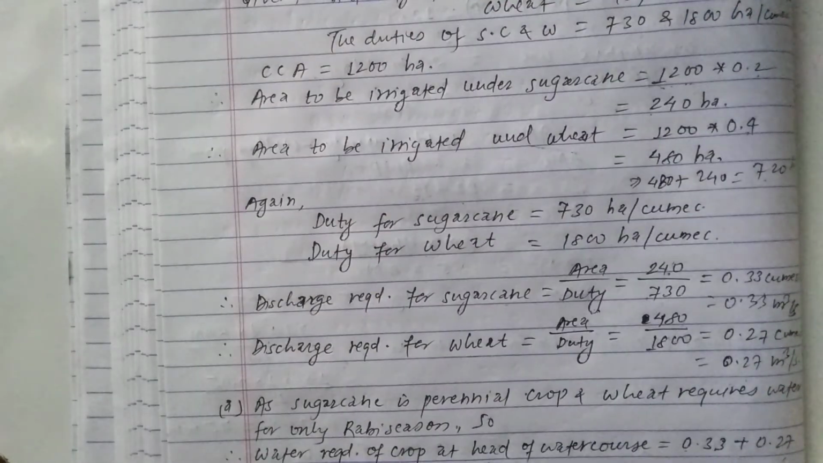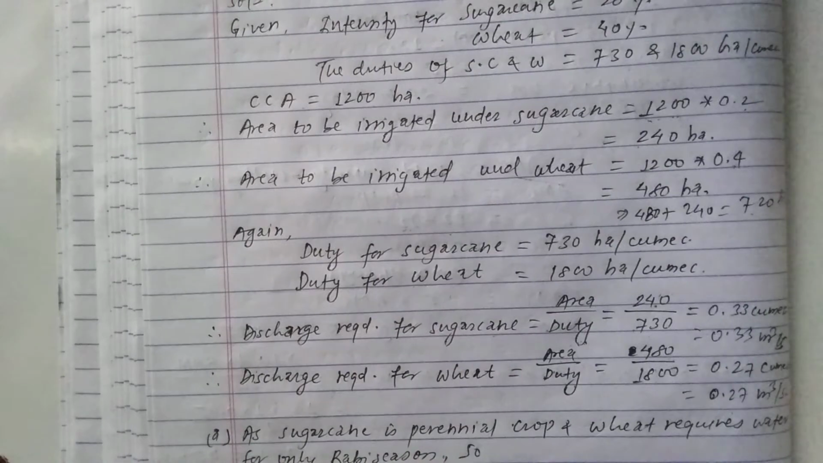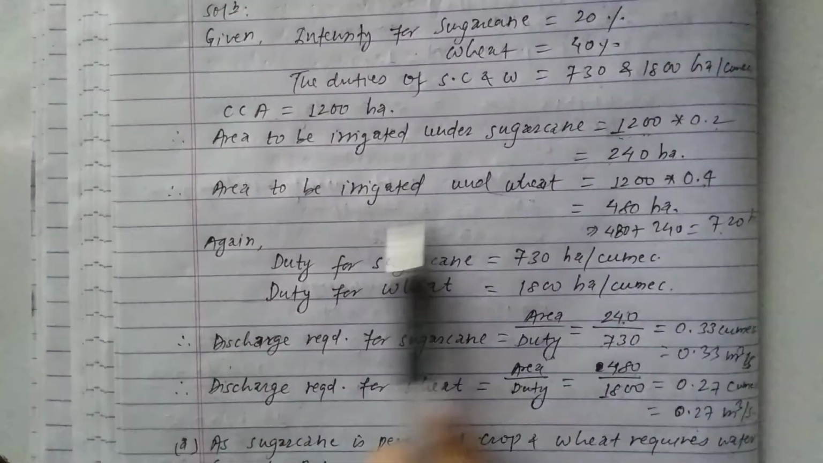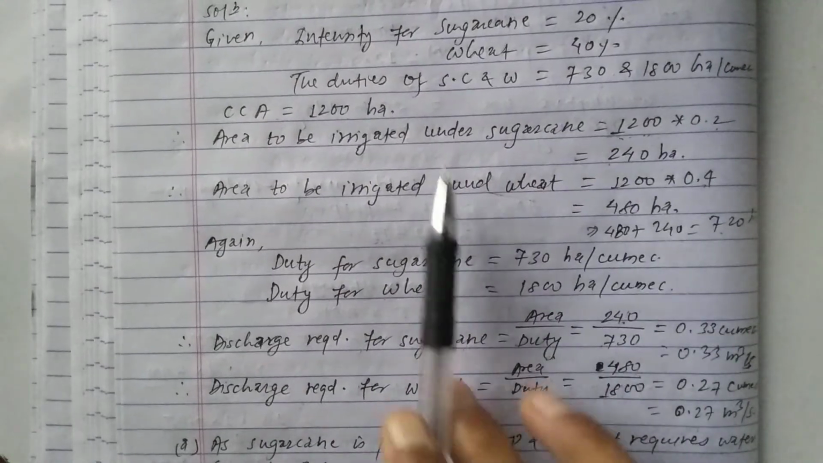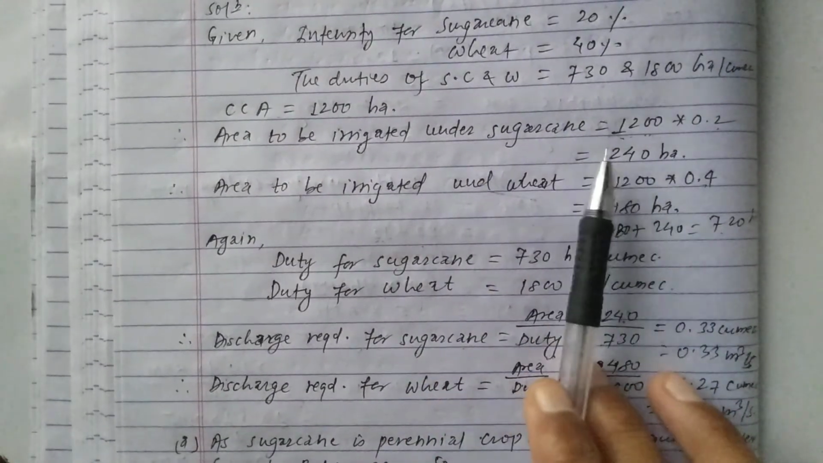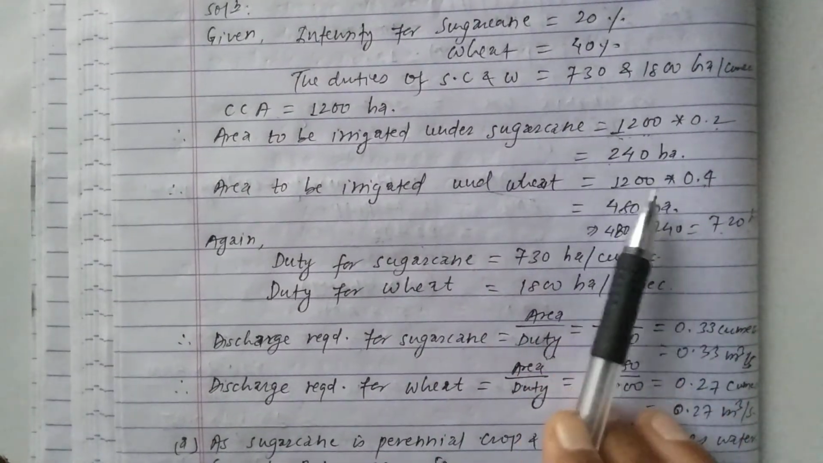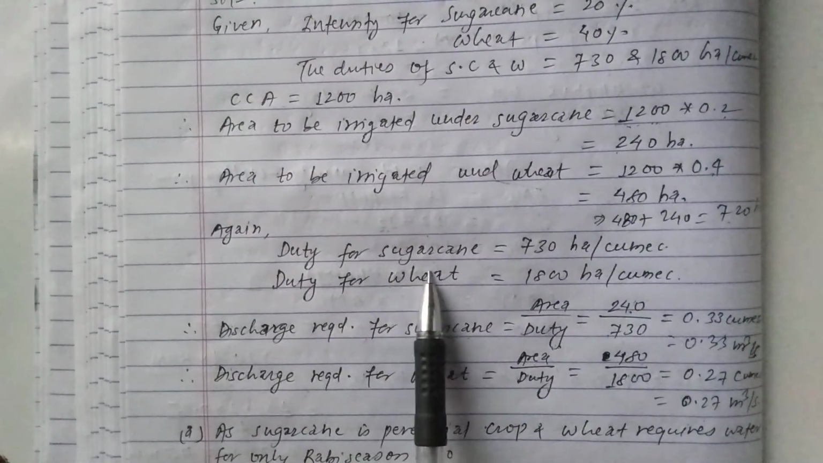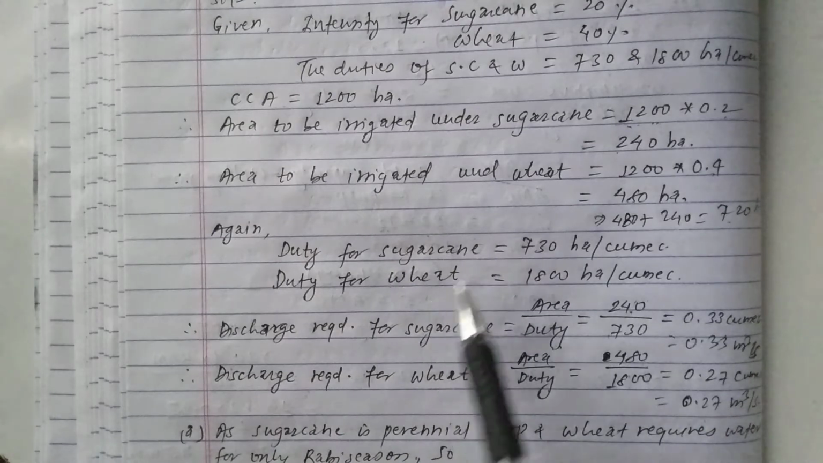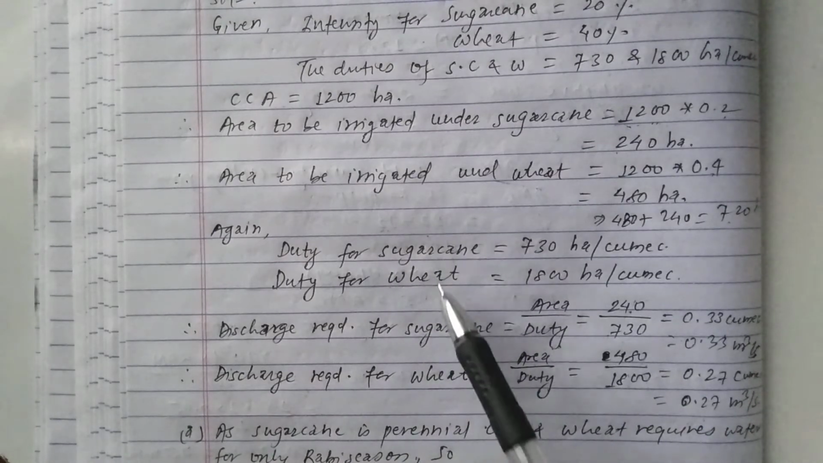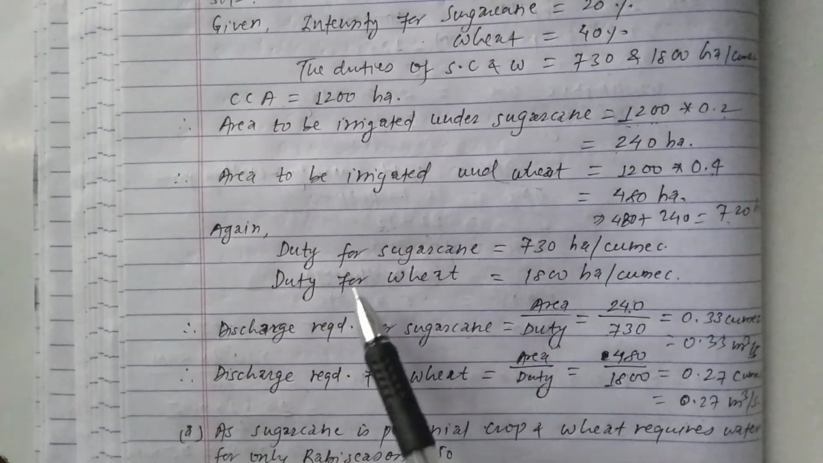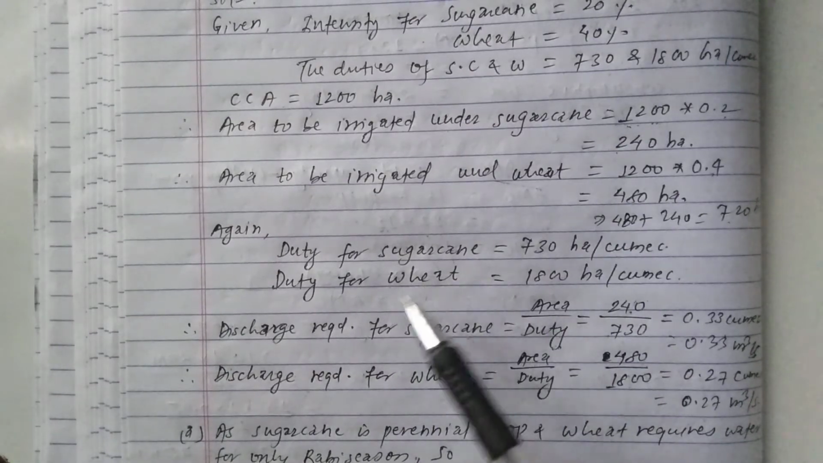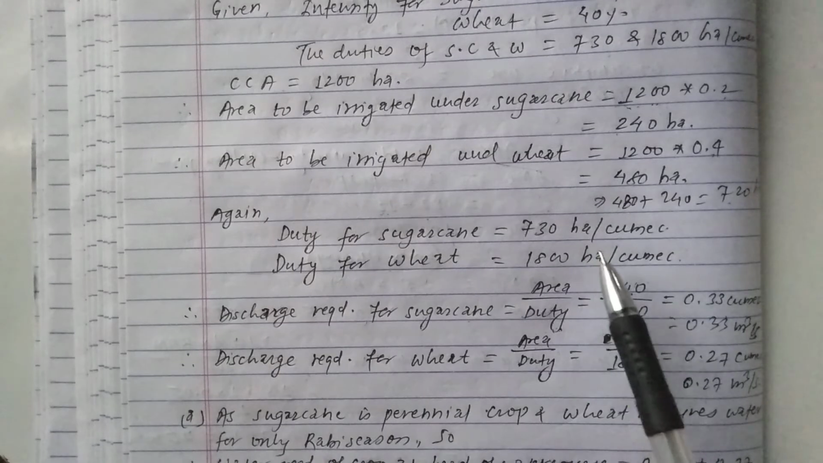So let's summarize. The first thing we have to do is calculate the area. You can calculate the area with the given intensity, so we multiply these two values. After calculating the area, you have to calculate the duty for the different crops, that is, in this question, sugarcane and wheat. In this question the value of duty is already given.